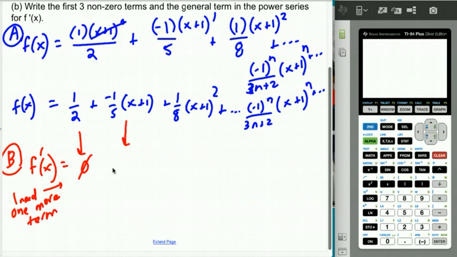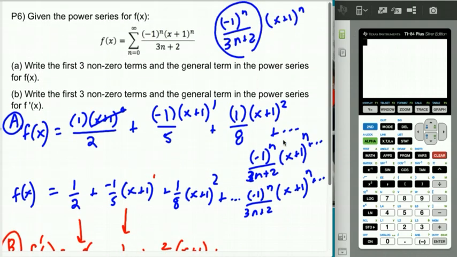When I differentiate this guy, I just get the negative 1/5, right? Because the x to the first power drops down, and then I get an x plus 1 to the 0. So I just get a negative 1/5. This is going to be a 2/8 x plus 1 to the first. And then unfortunately, I need one more term before I get to my general term. So even though I didn't need another term up here, I kind of need one more term.